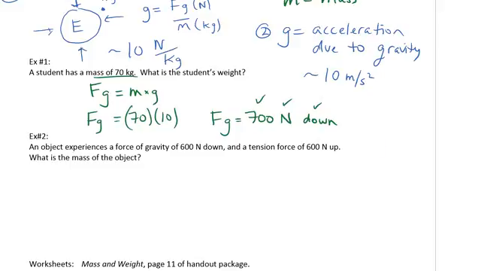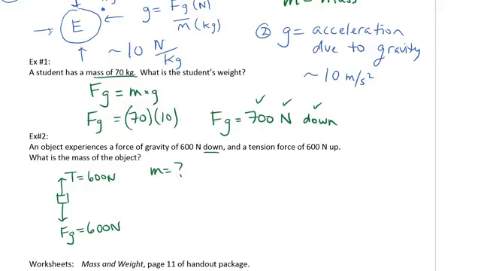It says an object experiences a force of gravity of 600 newtons down, hey, there's direction, and a tension force of 600 newtons up. Okay, well let's draw a free body diagram of that. That looks interesting. Here's my force of gravity downwards, and that's 600 newtons. And then upwards, I can tell it's up because the arrow is going up, there's a tension force, capital T, of 600 newtons. And we're asked to find the mass.